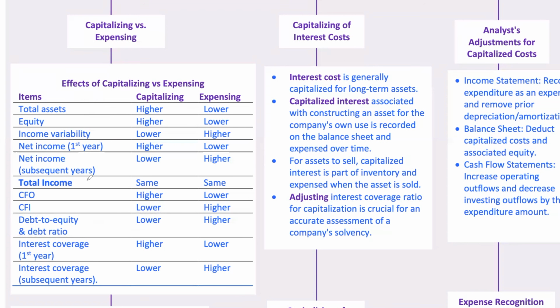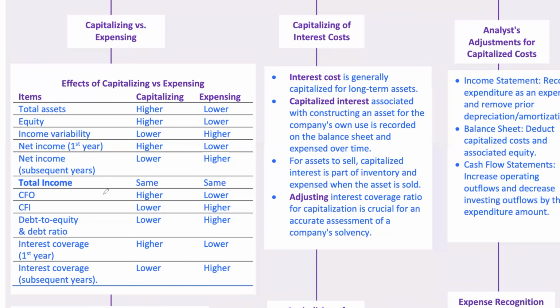As time goes on, that capitalized cost needs to be depreciated or amortized. Each period, a chunk of that asset is expensed, which reduces net income and the asset's value. So while you get a short-term boost, profitability in later years might take a hit.